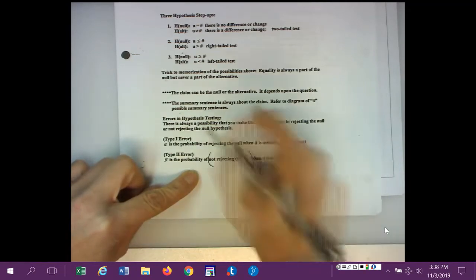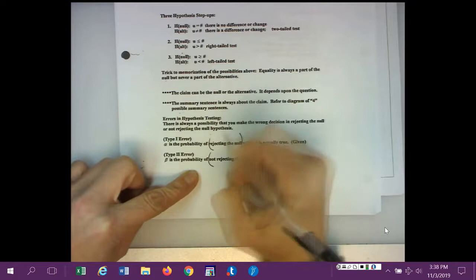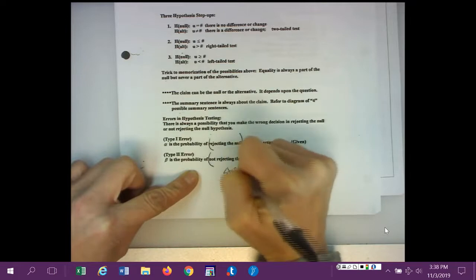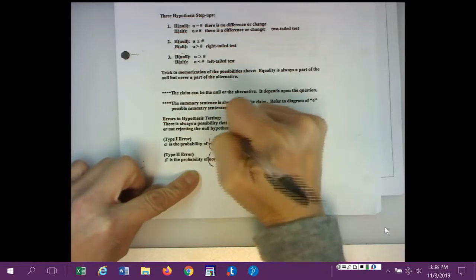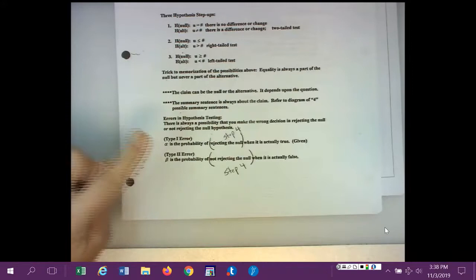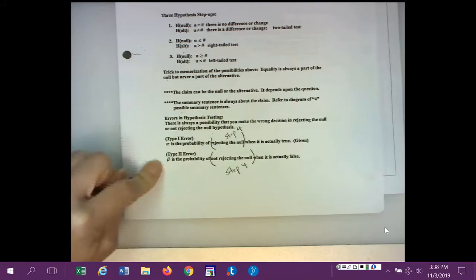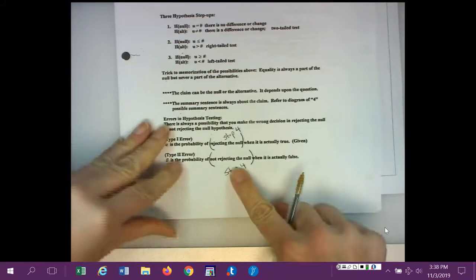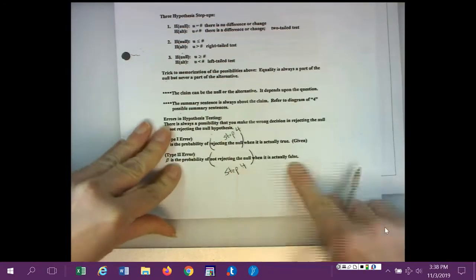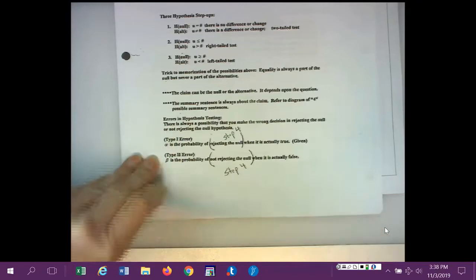So you definitely go by your decision in step 4 if you ever want to know what is the possible mistake you made, a type 1, a type 2, or alpha, beta. And so I went by my decision, do not reject the null, but what if it was false? So it's a type 2 error or a beta.